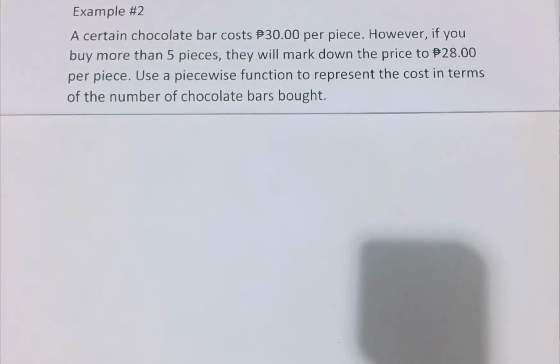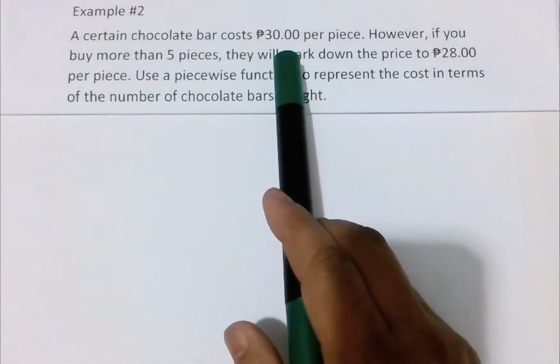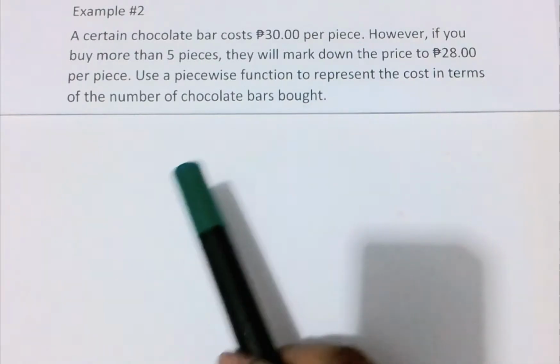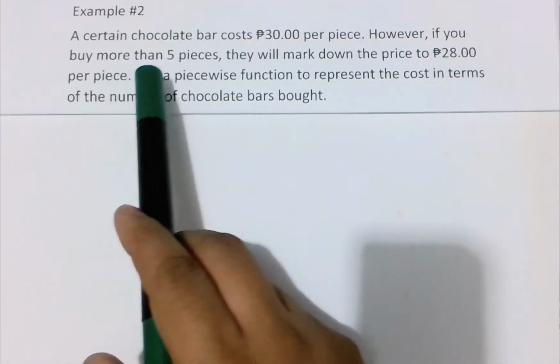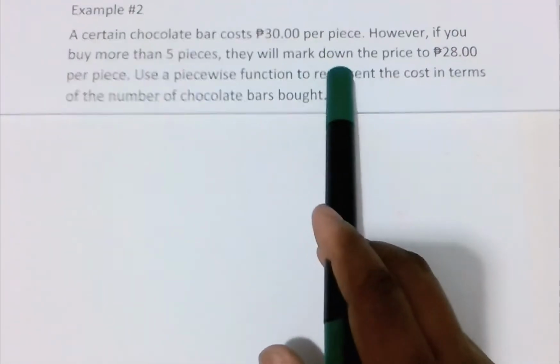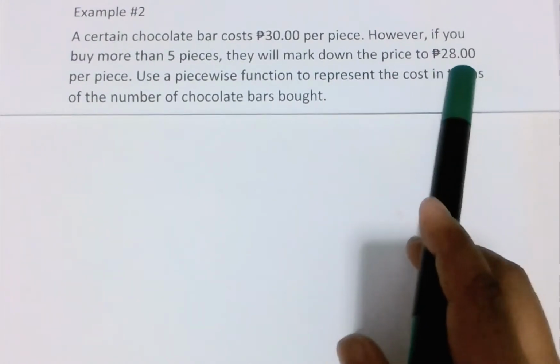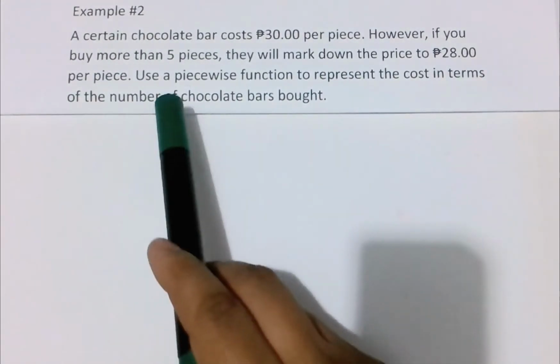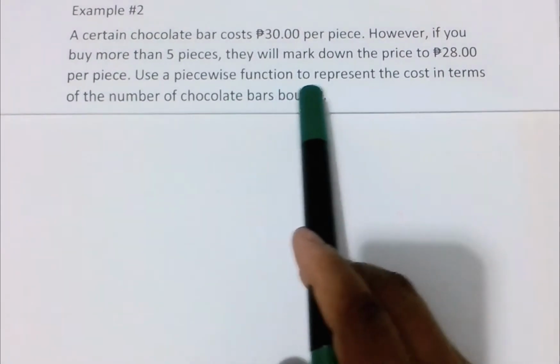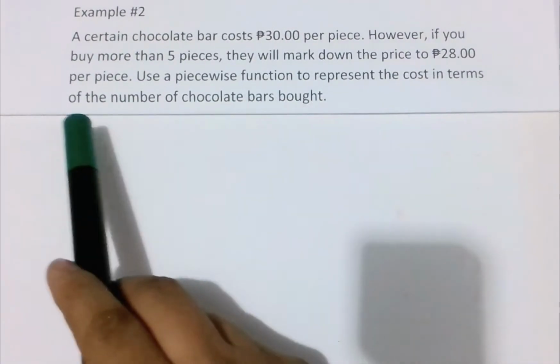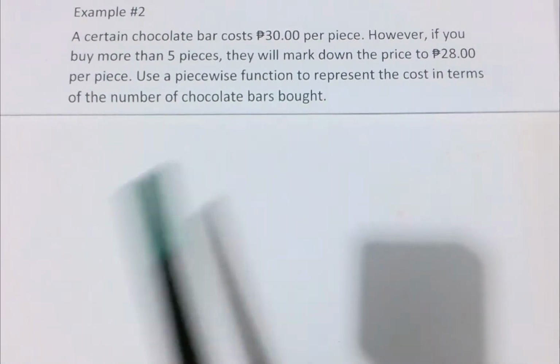Okay, so for our second example, a certain chocolate bar costs 30 pesos per piece. However, if you buy more than 5 pieces, they will mark down the price to 28 pesos per piece. Use a piecewise function to represent the cost in terms of the number of chocolate bars bought.